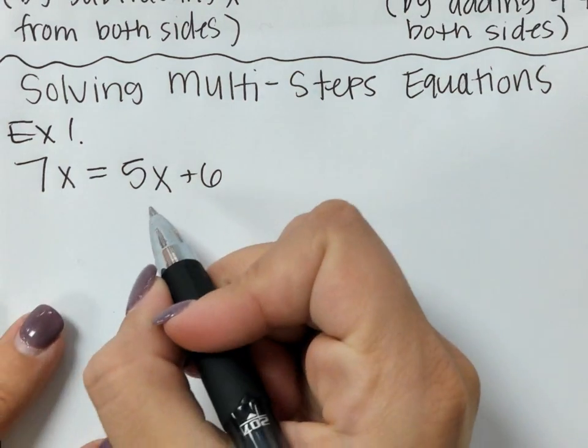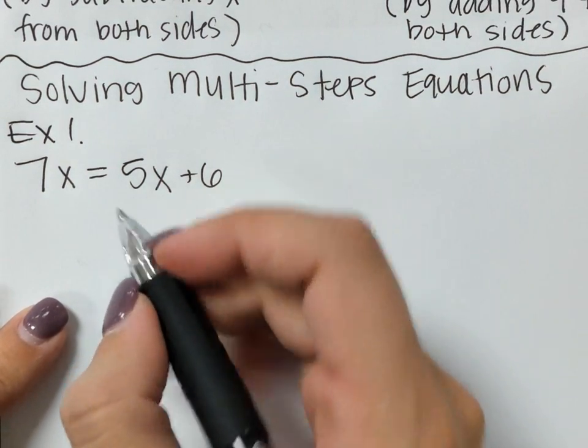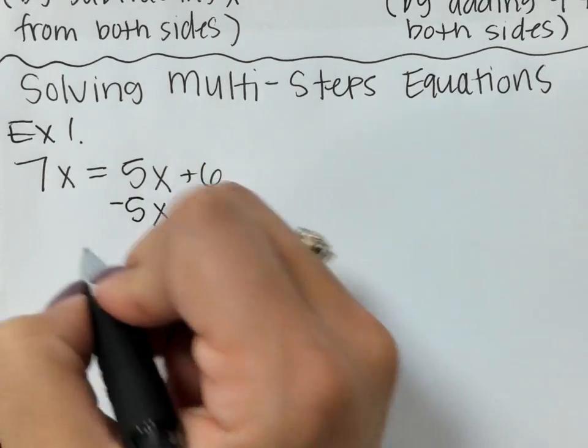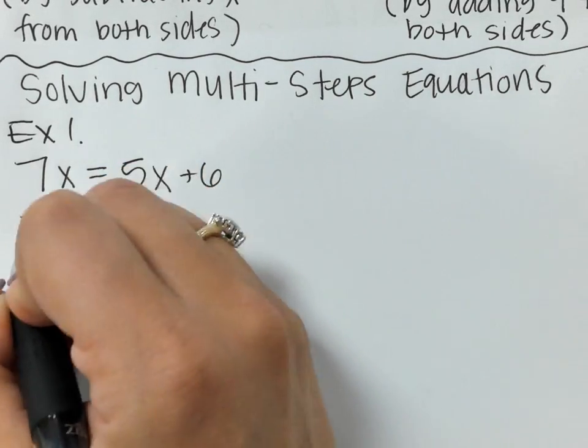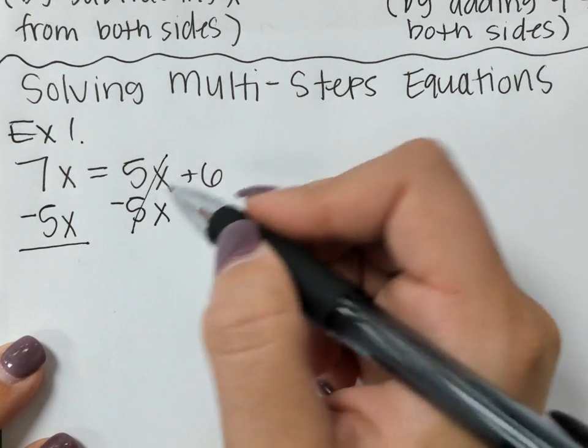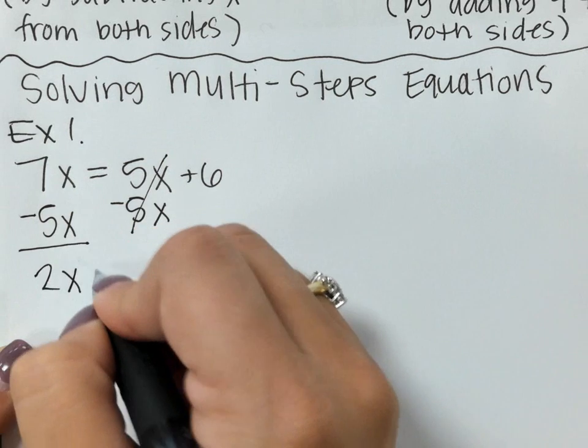So how can I move that 5x over? Subtract. It's a positive 5x, so that means I've got to do the opposite. So I'm subtracting 5x from both sides. So then my 5x's cancel on the right, and it leaves me with 2x is equal to what?